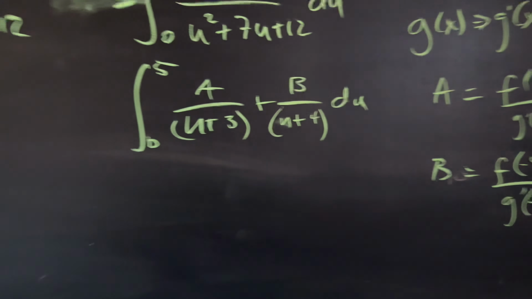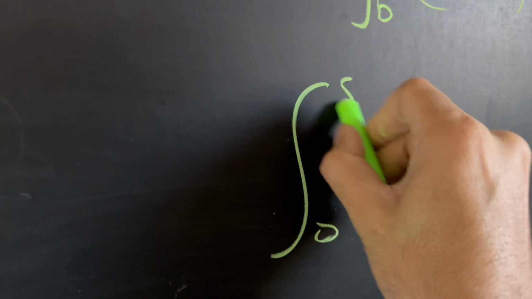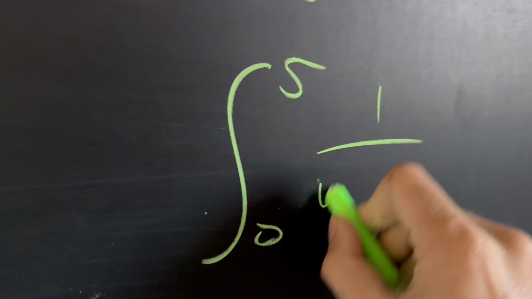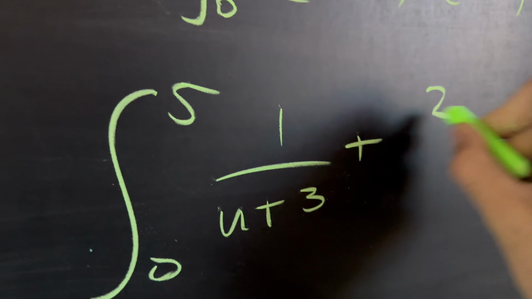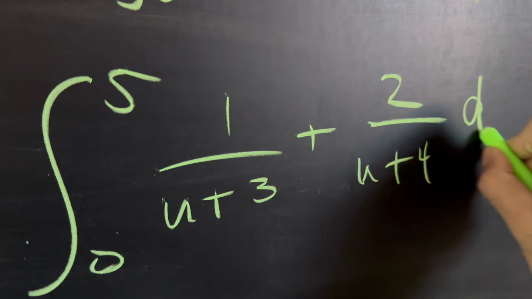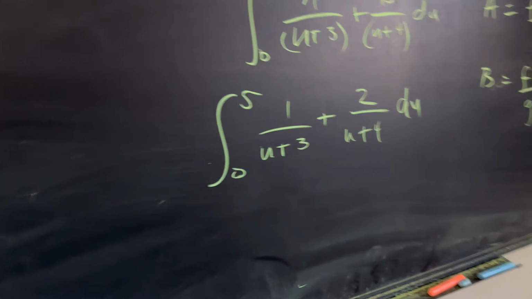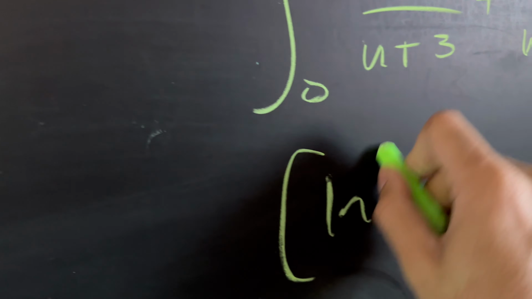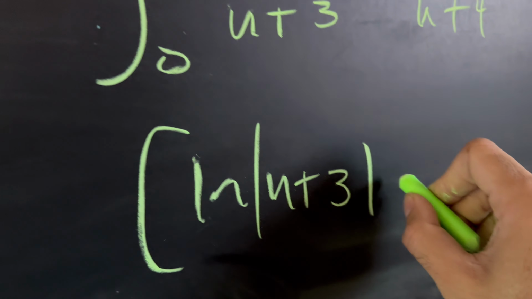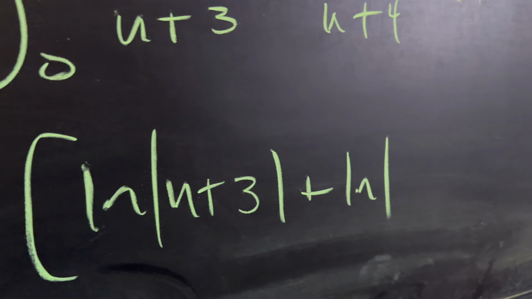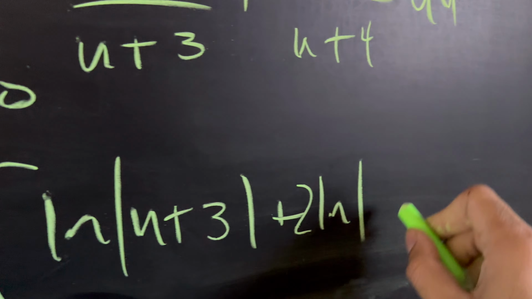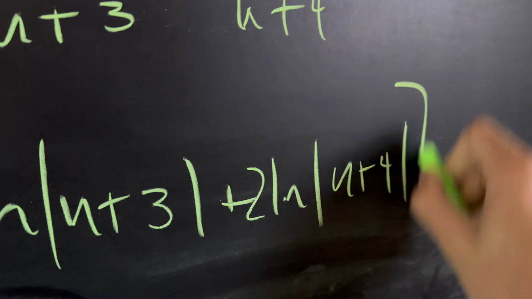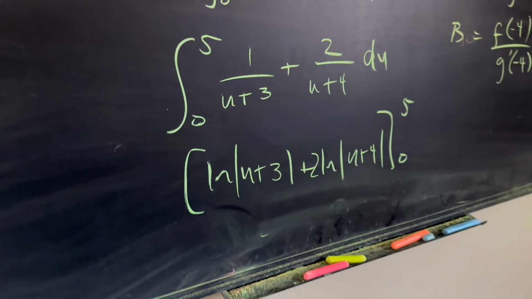So this right here is simply the integral from 0 to 5 of 1 over u plus 3 plus 2 over u plus 4. And you can definitely verify that that's going to be the answer. Now we just go ahead and continue. This is going to be natural log of u plus 3 plus 2 natural log of u plus 4, from 0 to 5. Now we go ahead and plug in our 5.